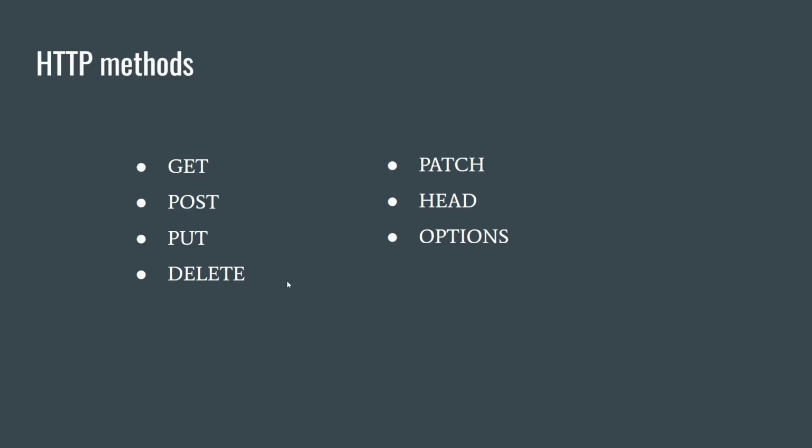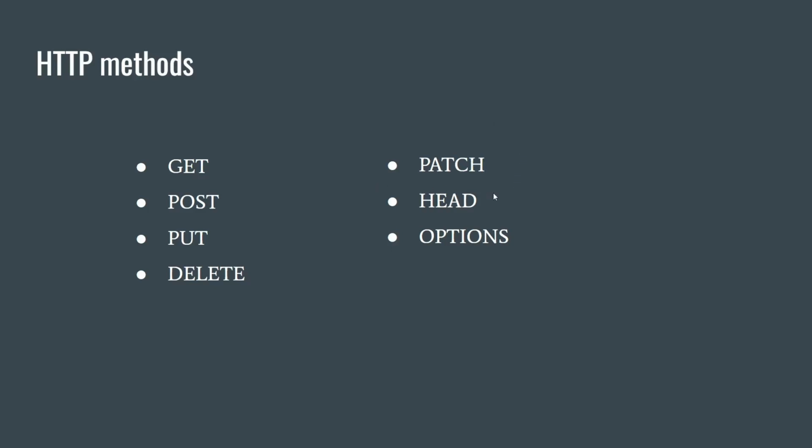Delete is pretty much self-explanatory. Whenever we are about to remove some data, we are going to use the delete method. Patch is very similar to the put method. We're using patch when we are sending partial updates. So for example, if our user in the database has a name and surname and we are about to update only the surname, most likely we are going to use the patch method.